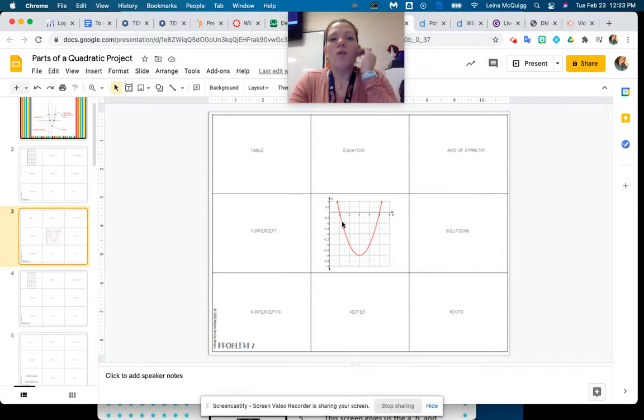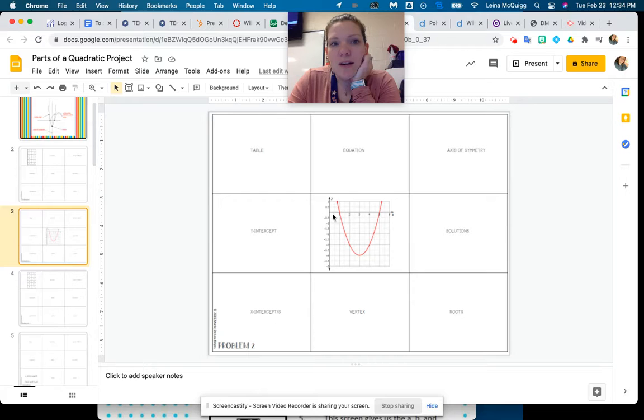All right, so we have several things that we're gonna have to identify. We're gonna have to come up with a table of values, an equation, an axis of symmetry, y-intercept, solutions, x-intercepts, vertex, and roots. Well, we know that solutions, roots, and x-intercepts are all the same thing. So all of these should be the same numbers. So once you figure out one of them, you should get the rest of them, okay? And x-intercepts are where we cross the x-axis.